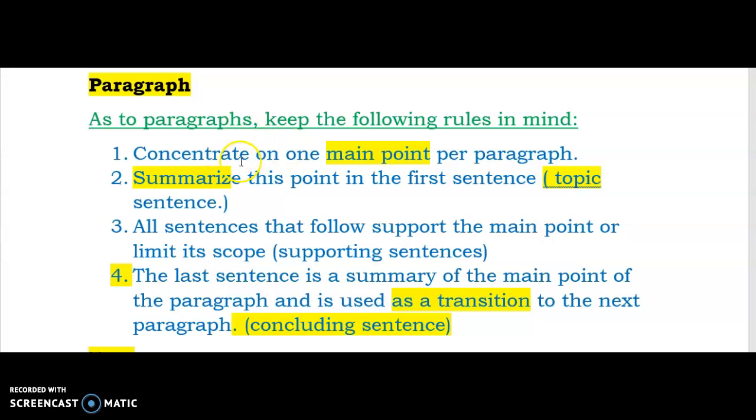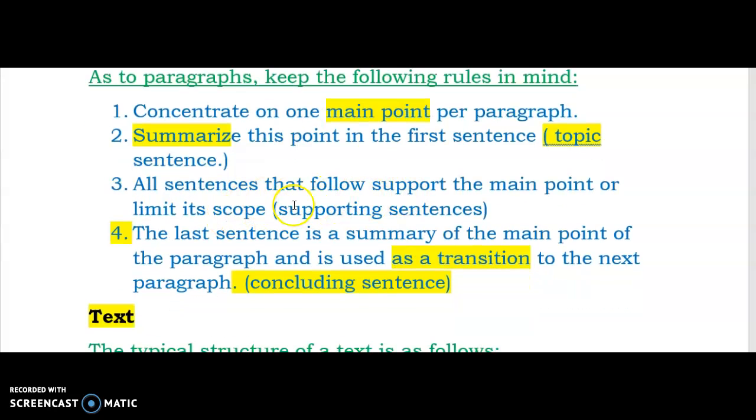As to paragraphs, keep these rules in mind. We discussed already the different parts, the structural components of paragraph writing. Here we say concentrate on one main point per paragraph. In one paragraph, you have one idea, and that idea is mentioned in the topic sentence. You summarize this point in the first sentence. All the other sentences, the body parts, will support the main point. That means supporting sentences support the main point, and the last sentence is the summary of what you have mentioned in the other two parts, the topic sentence and the body paragraphs.